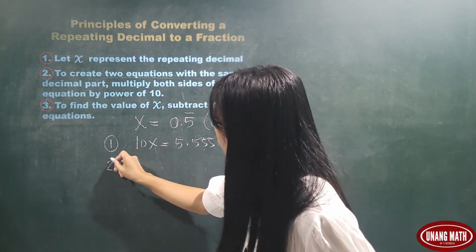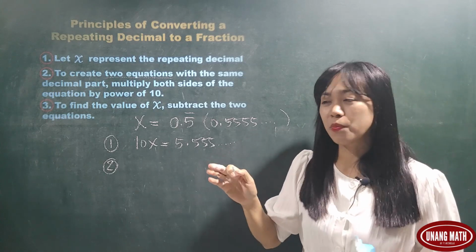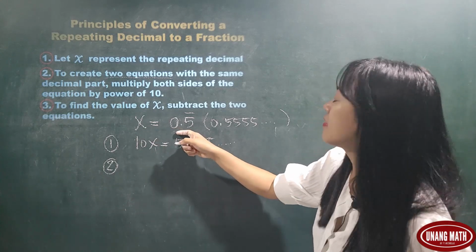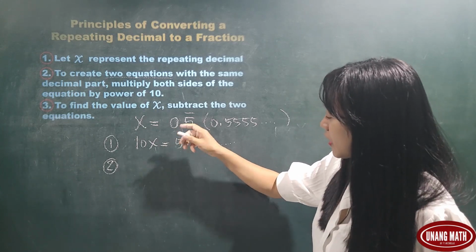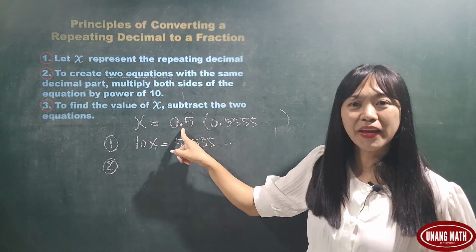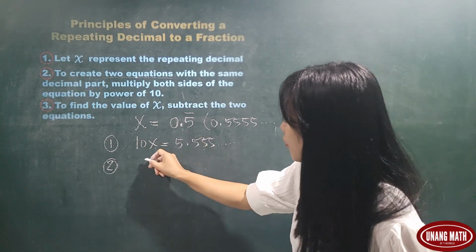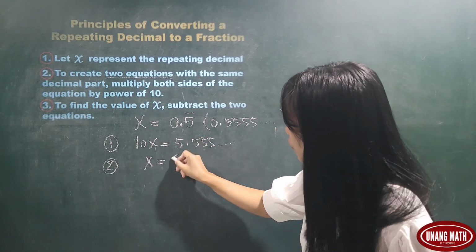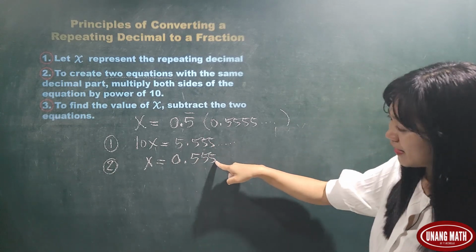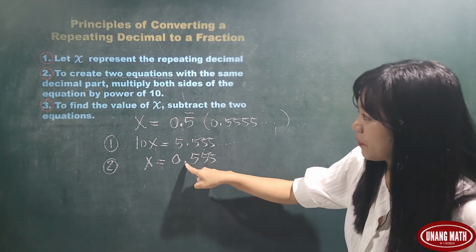Okay, what about our second equation? To get the second equation, take note, our aim is to remove the repeating digits. That means the repeating digit must be on the right side of this decimal point. So, we will just copy this equation. So, x is equal to 0.555 repeating. The repeating digit is on the right side of this decimal point.